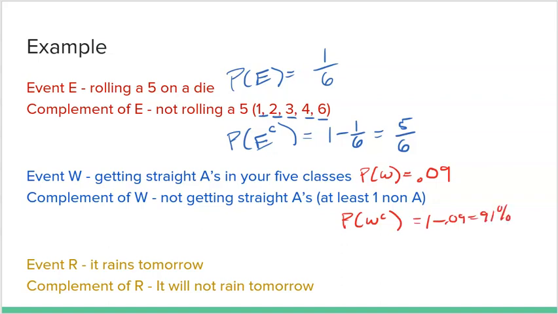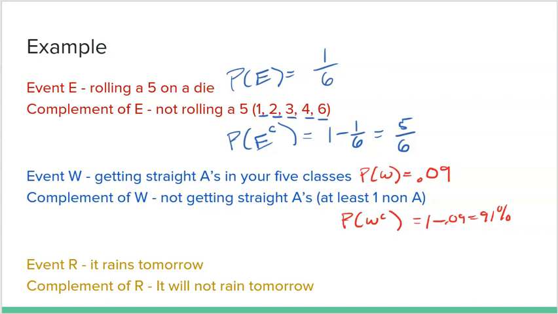Now, keep in mind, most people have no problem with the math, but make sure you understand, right? If getting straight A's is the event, not getting straight A's is at least one non-A. Like some kids think the opposite of straight A's is all failures. No, not at all, right?